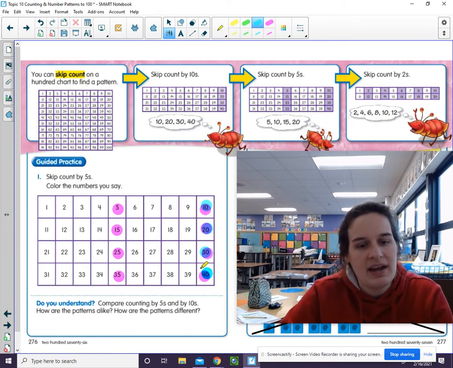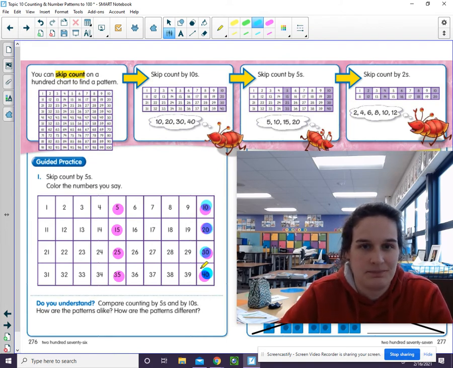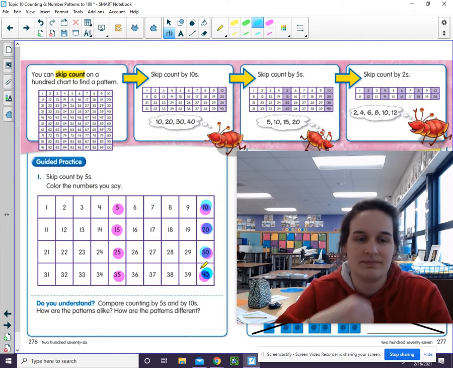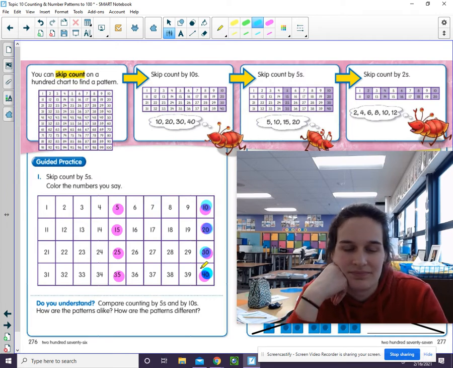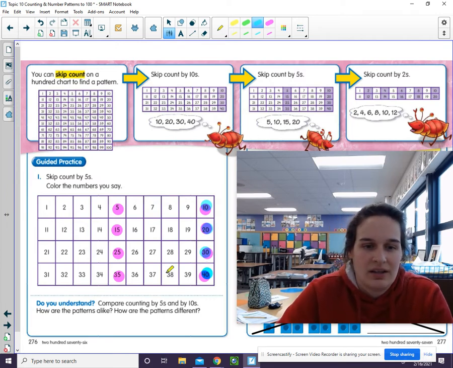I want you to compare counting by fives and tens. What do you notice? Well, all the tens when you're counting are just in this row. But when you count by fives, they're in this row and this row. But the rest of these are not even touched.